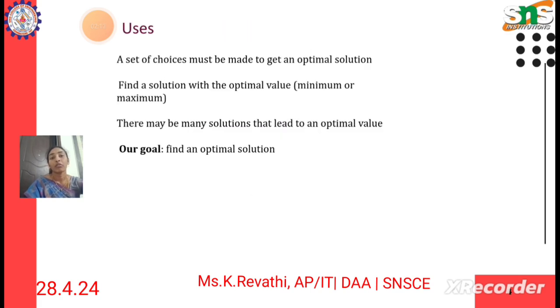Then we are going to move to the uses of dynamic programming. It also has some uses in the problem statement. A set of choices must be made to get an optimal solution. Then you have to find a solution with the optimal value. That means it will be a maximum or the minimum value. There may be many solutions that lead to an optimal value. Here our goal is to find the optimal solution from the given set of feasible solutions. This is the main use of dynamic programming.